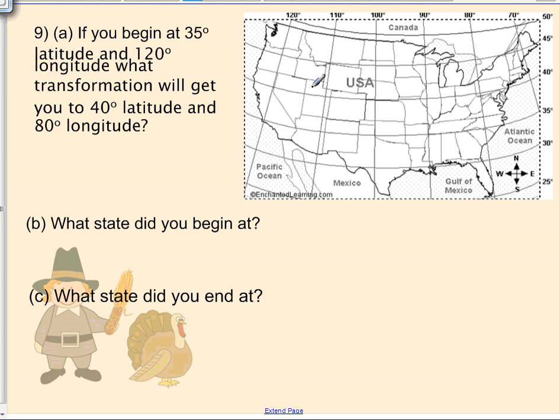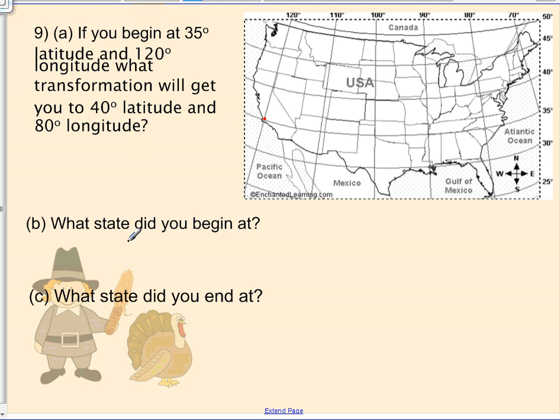All right, now I'm going to bring this idea into a word problem. So we have a map here of the United States, and it's asking if you begin at 35 latitude, okay, and 120 longitude, where would you start? Okay, so we have 35 latitude and 120 longitude. Okay, you're going to end up in California.